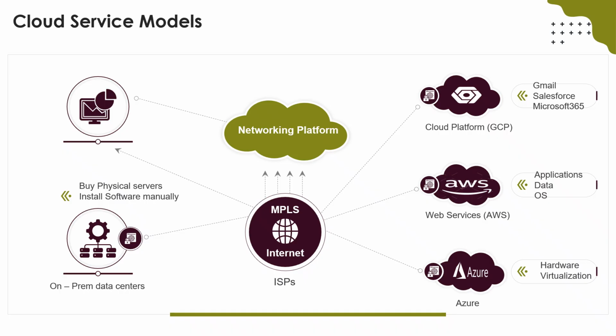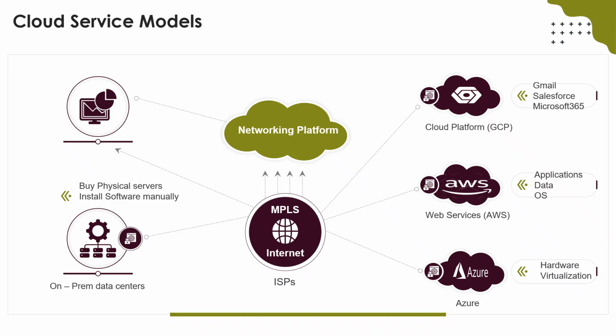Now, the deployment models can be public, private, hybrid, or even multi-cloud. For public, the examples can be AWS, Azure, and GCP. Private is a single organization. Hybrid is on-premises plus a cloud. And multi-cloud means multiple providers.